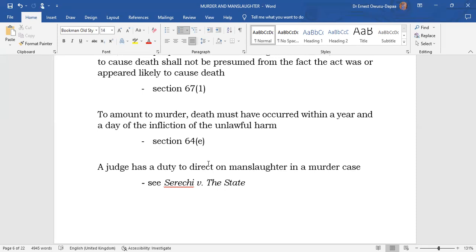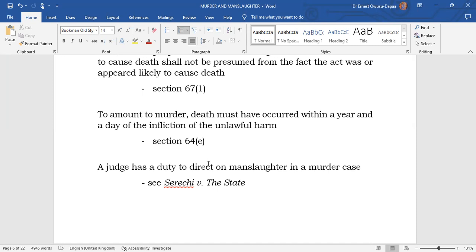Yeah, so the takeaway is that if the unlawful harm does not result in a death within 1 year and a day, then the accused person is exculpated, is exonerated. As I said, that is the law. I mean, whether scientifically it makes sense or not, but that is the law now.